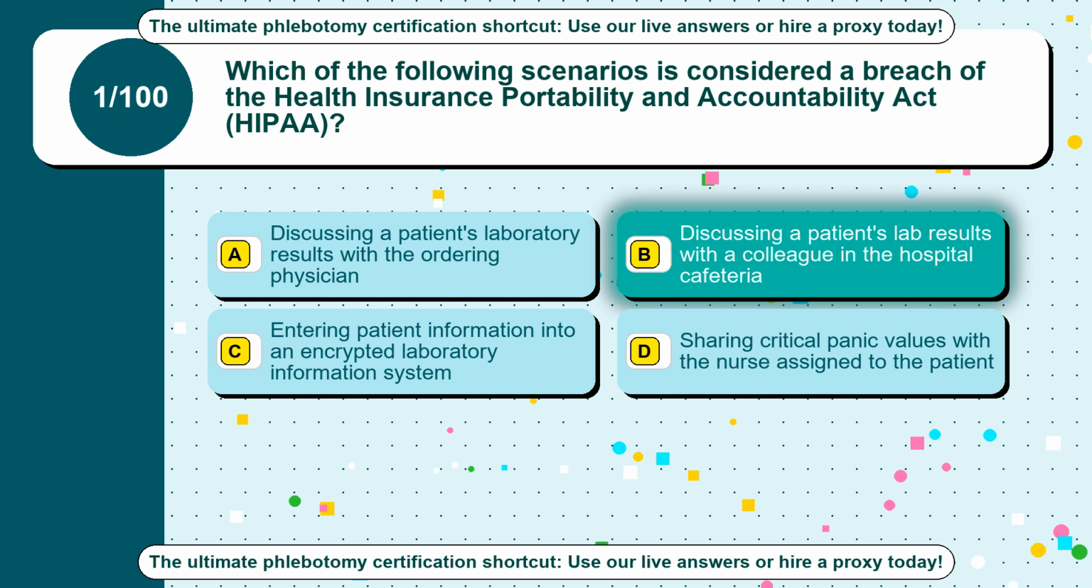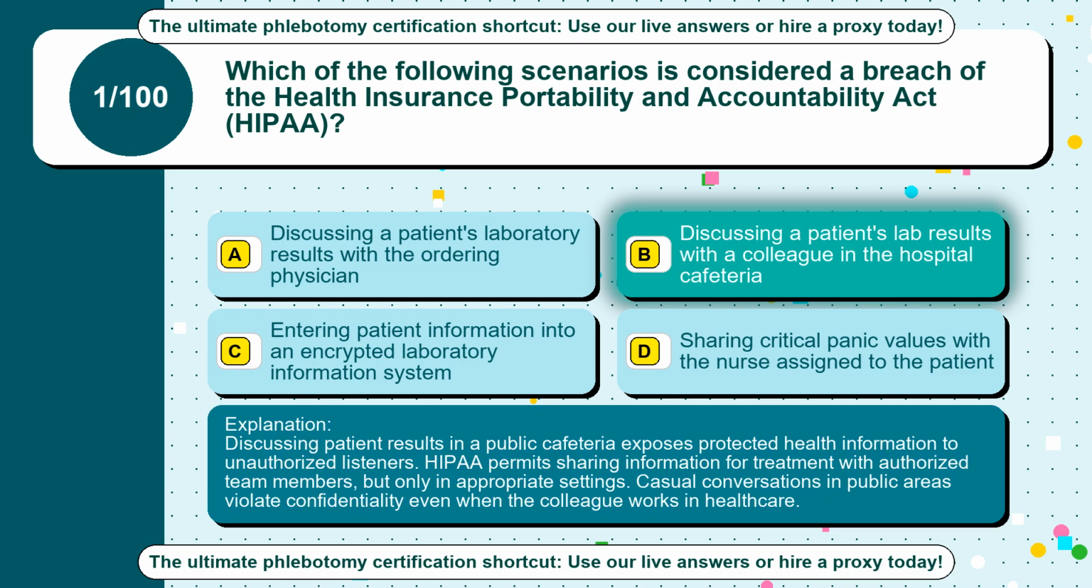The correct answer is option B. Discussing a patient's lab results with a colleague in the hospital cafeteria. Discussing patient results in a public cafeteria exposes protected health information to unauthorized listeners. HIPAA permits sharing information for treatment with authorized team members, but only in appropriate settings. Casual conversations in public areas violate confidentiality even when the colleague works in healthcare.